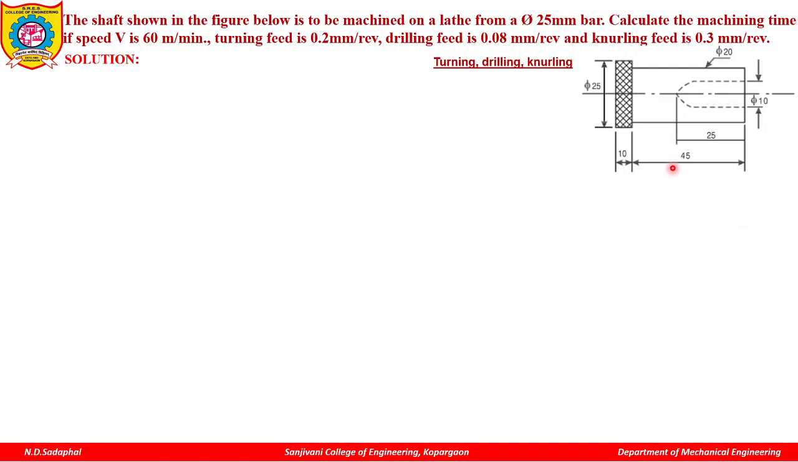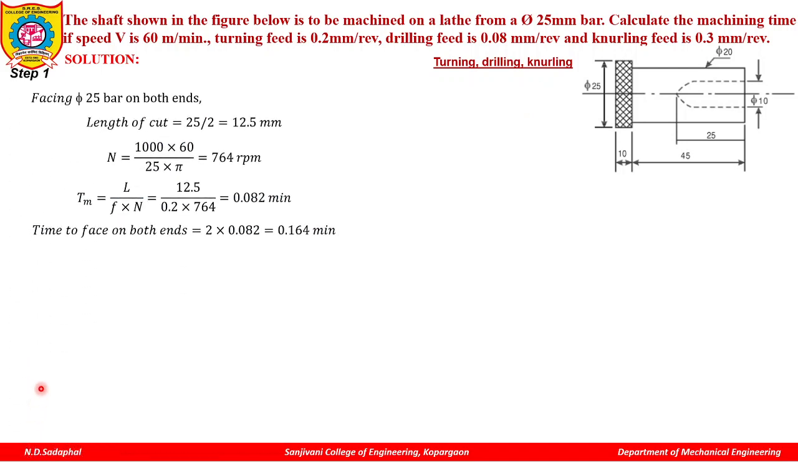Now what is done here? Three processes are used. One, you have to do the turning process, then the drilling process, and then the knurling process. You can see this knurling is done here. To reduce 25 mm diameter to 20 mm diameter, we have to use the turning process, and here drilling is done of 10 mm diameter and length 25. So turning, drilling and knurling are done. For all these 3 processes we have to calculate the time required.